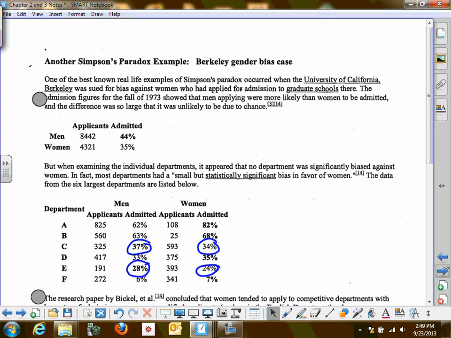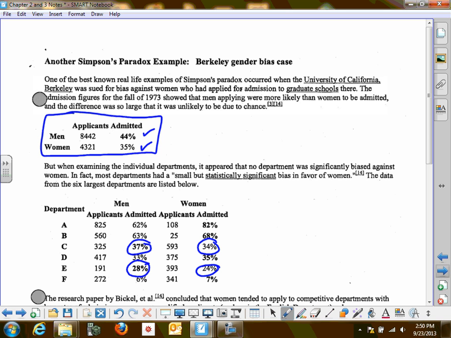Here we go. This is the best well-known example. This happened in 1973. It's actually a court case that went all the way up to the Supreme Court. The University of California at Berkeley was being sued for bias against women's admittance into the graduate schools there. They were saying that of all the men and women applicants, the women's admittance rate was significantly different than the admittance rate of men.